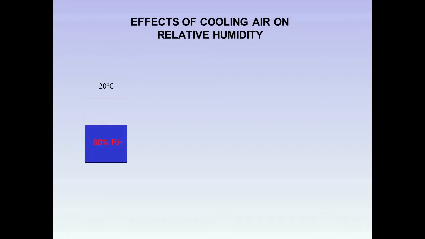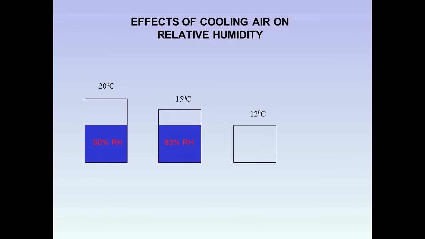What we're going to do now is cool the air, and we're going to cool the air down to 15 degrees. The bucket gets smaller, but we're going to pour that amount of material in the left into this bucket. Same amount of material, but this time the relative humidity has increased to 83%. Why? It's simply a proportion of the volume of that bucket. We're going to cool the air down again. We're cooling it down to 12 degrees. Bucket gets smaller. We're going to pour the same amount of material into the bucket. Our bucket is now full.